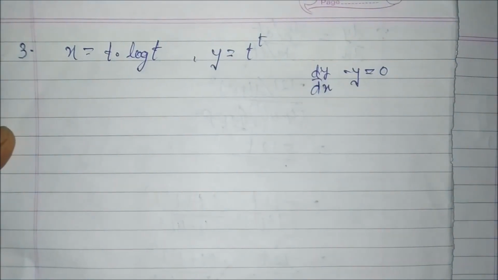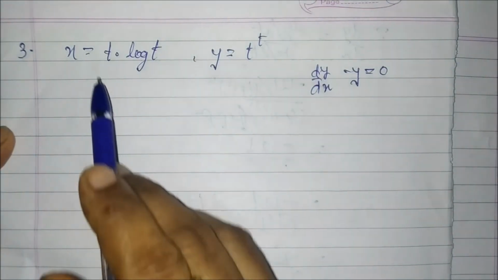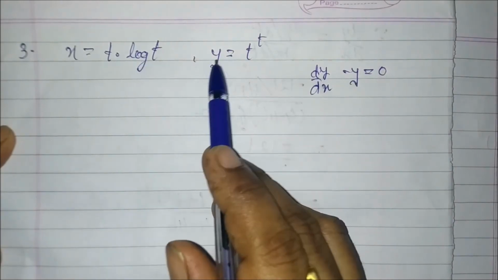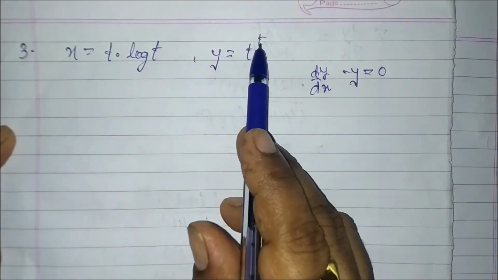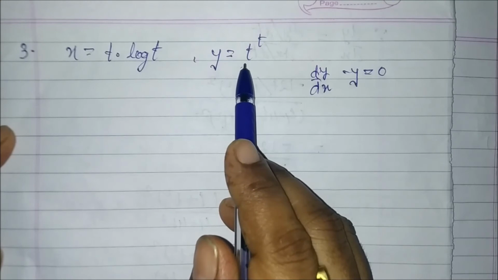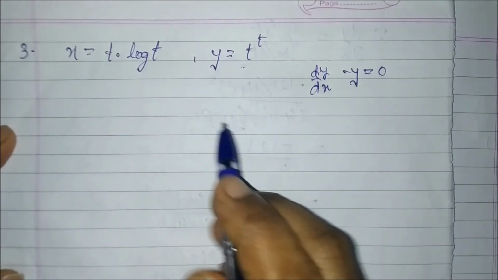See, next, last question of this exercise. x is equal to t log t and y is equal to t raised to t. Here it is function raised to function. Let's see how it is differentiated.